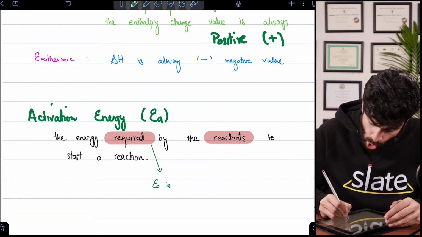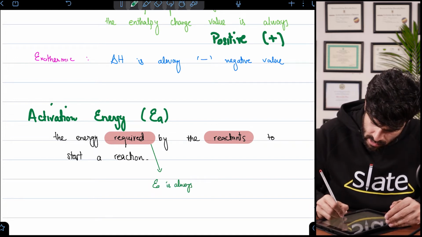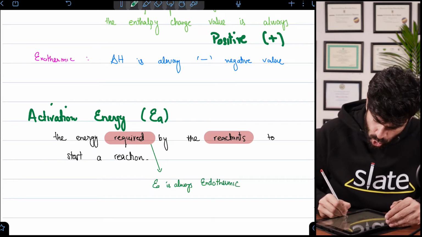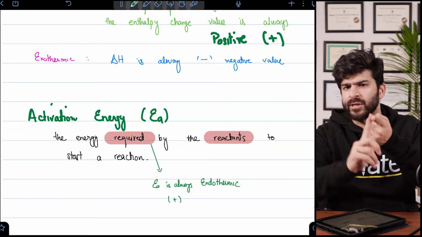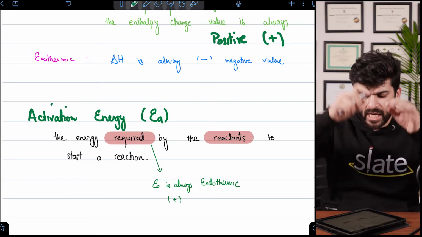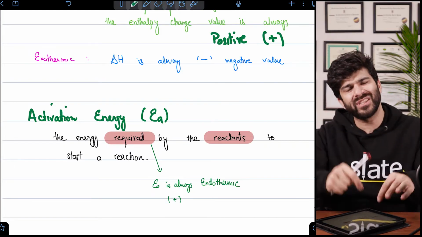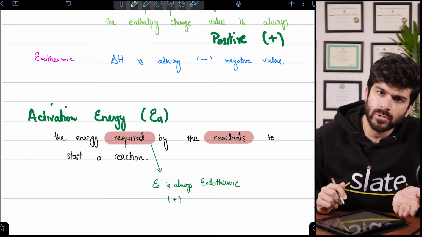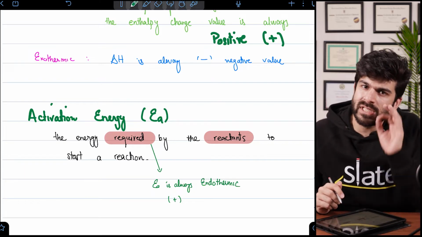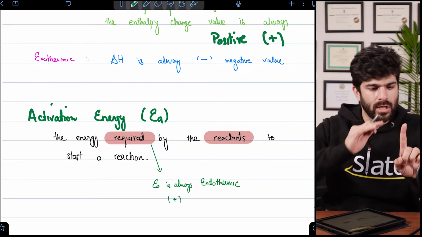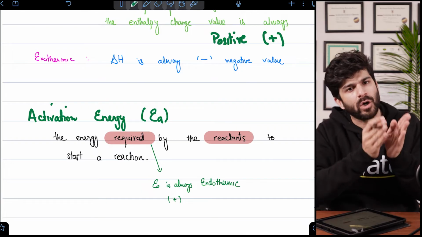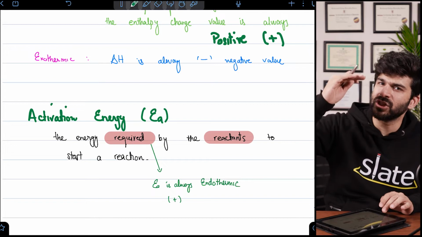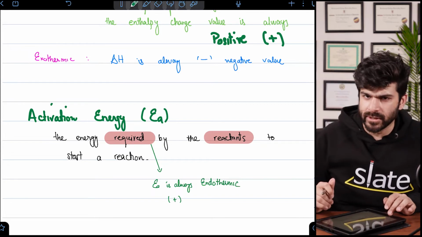Activation energy is always endothermic. Always. So, positive sign. Be it an endothermic reaction, be it an exothermic reaction, activation energy is always endothermic. It's always needed by the reactants, because in order to start the reaction, we start off from the reactants. So it is always energy more than the energy of the reactants.